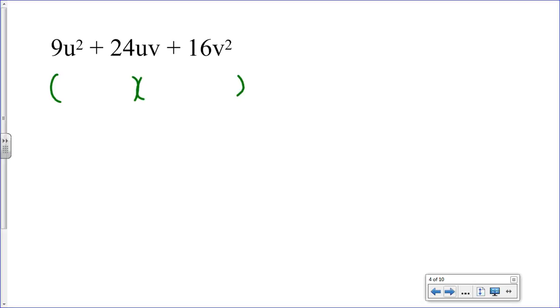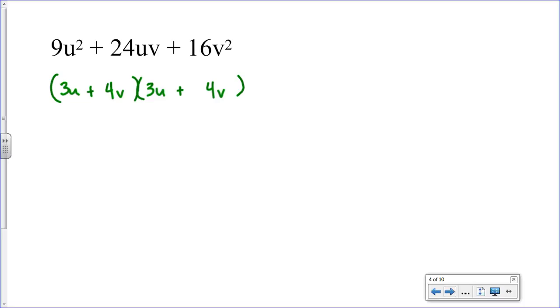Okay, so 9u squared, what should I try for my first 2 numbers, the first 2 in each parentheses? 3u and 3u. Alright, if that v weren't there, what should I try for 16? Let's try 4 and 4. Well, I need v squared, so I'm going to try 4v and 4v. What about my signs for that one? Yeah, both positive.